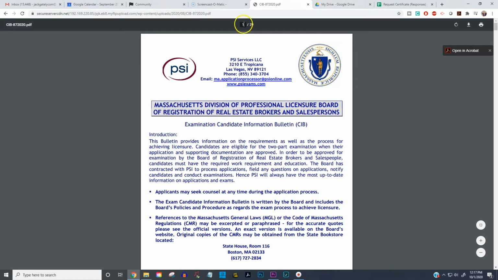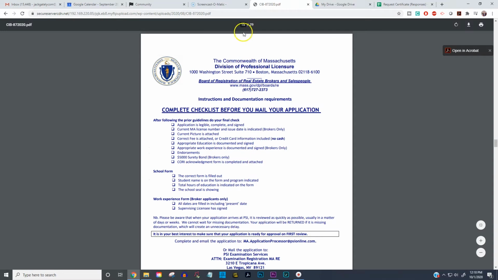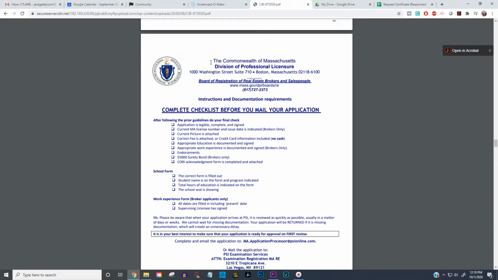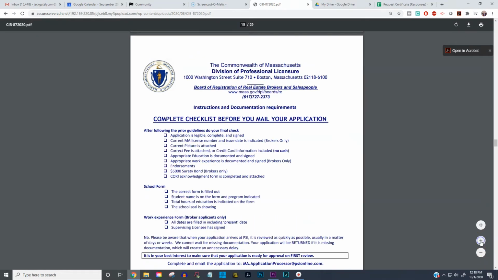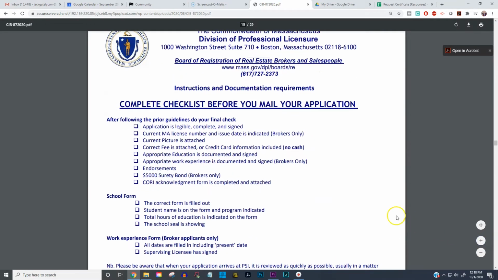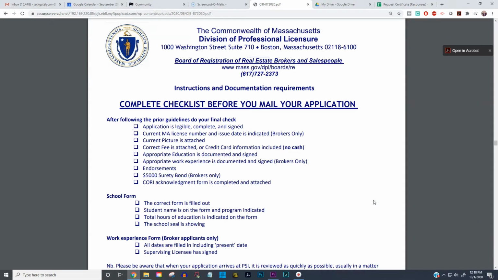There's all sorts of great information. We will not go over the entire thing, but you want to go to the page after page 14 to see the checklist. And let's see if we can make this a little bit bigger for you. That's better. And obviously, here's the checklist. You need a completed application, and you need a current picture.